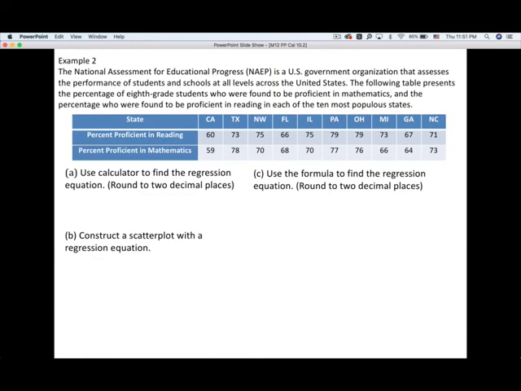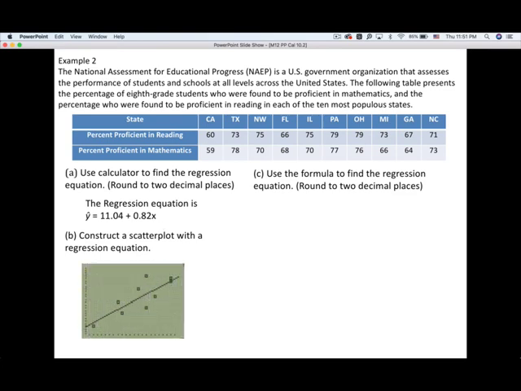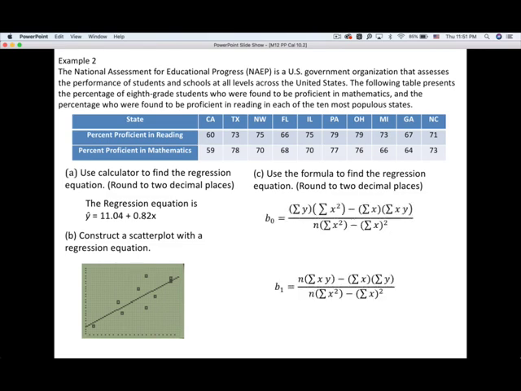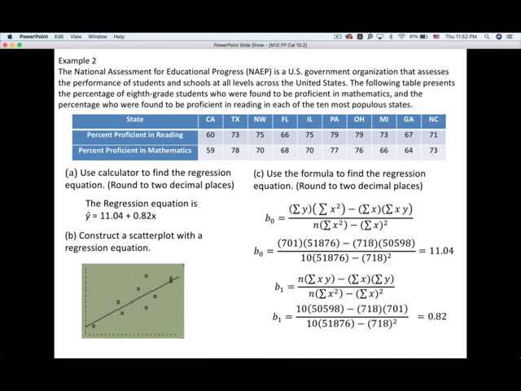Okay, I want you guys to try to do number 2 by yourself, and then we're gonna work together. So you use your calculator, you should get the regression equation like this: y hat equal to 11.04 plus 0.82x. Your scatter plot, and then your formula. Okay, plug in the summation x and summation y. You should get this too. Again, after you find the B0 and B1, make sure you write down your regression equation.